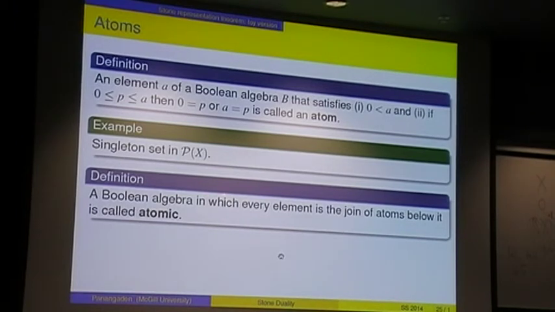So a Boolean algebra in which every element can be constructed by taking the unions, or the join more precisely, of the atoms below it is called atomic. So there are a number of different equivalent ways of defining what it means to be atomic. Often this is given as a proposition about atomic Boolean algebras, but I actually find this is the one that's the most meaningful aspect of what it means to be atomic. Everything can be constructed from atoms.